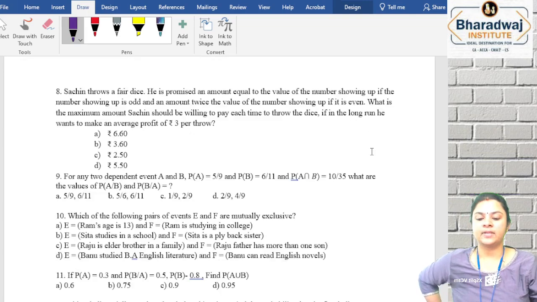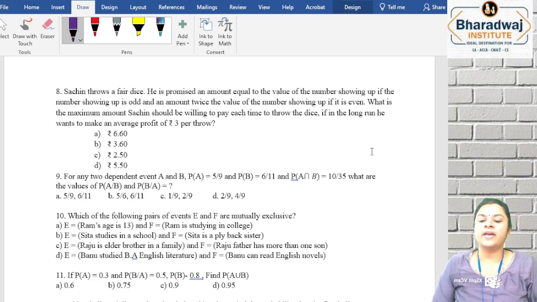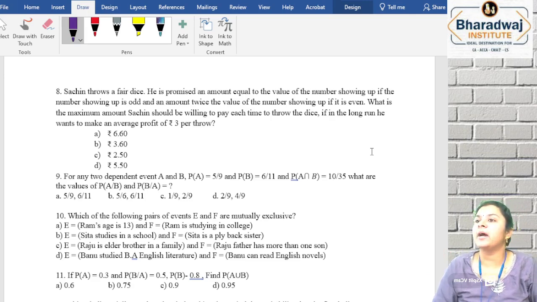Yes. Next. 8th one. Sachin throws a fair dice. He is promised an amount equal to the value of the number showing up if the number showing up is odd, and an amount twice the value of the number showing up if it is even. So what is the maximum amount Sachin should be willing to pay each time to throw the dice if in the long run he wants to make an average profit of 3 per throw?